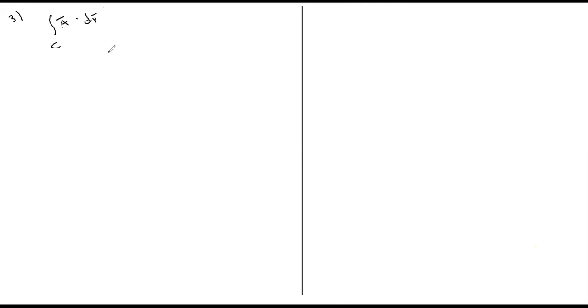Third one is what? Can you see the third problem? What is the third problem? We're asked to find the integral over C of a bar dot dr bar, where a bar equal to x i bar plus xy i bar plus x square j bar. And what is C?